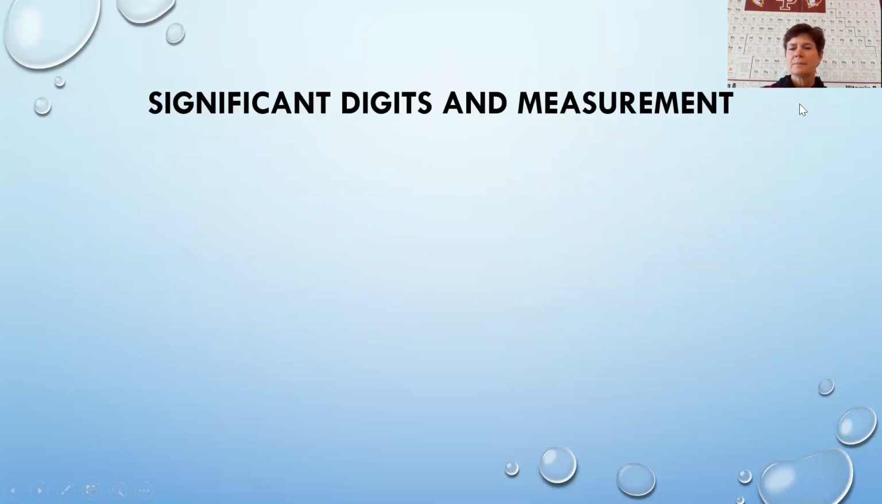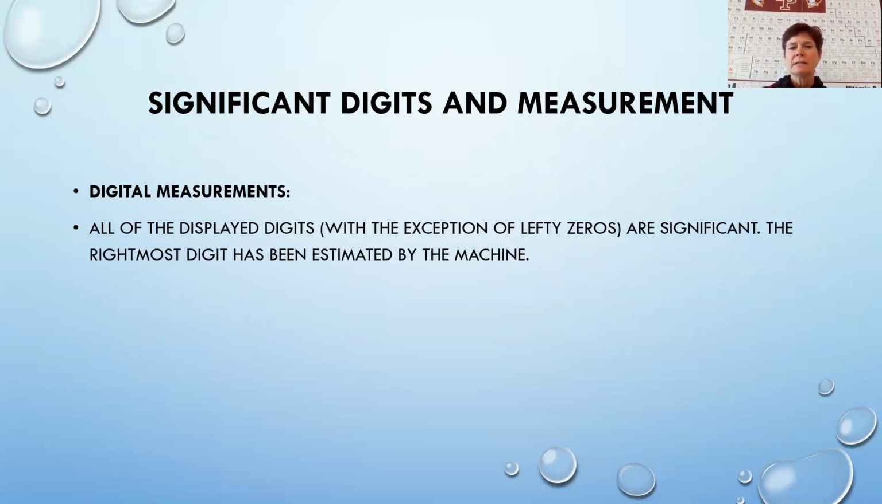Welcome back. You should have completed section 1's problems, and that would be A through F. Okay. Now we're going to talk about significant digits and measurement. First, we'll refer to digital measurements, like the scales that we've been using so far in the chemistry classroom. All of the displayed digits, with the exception of lefty zeros in a digital measurement, are significant. The rightmost digit has been estimated by the machine.